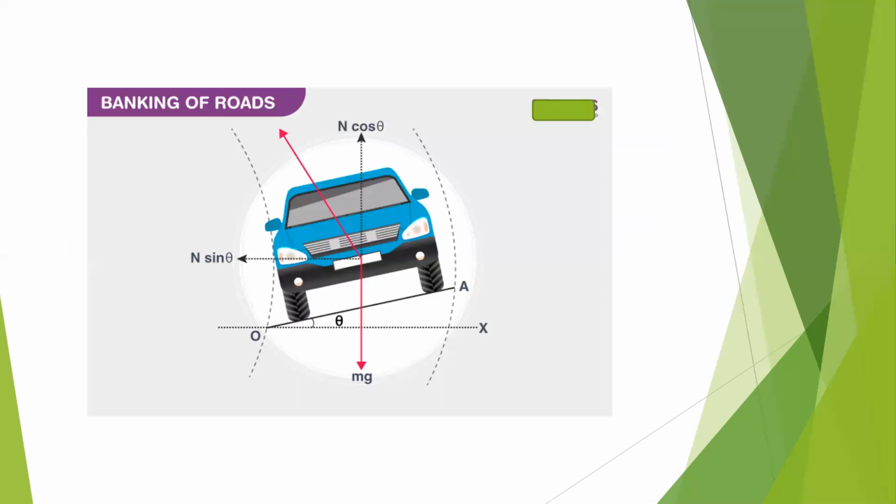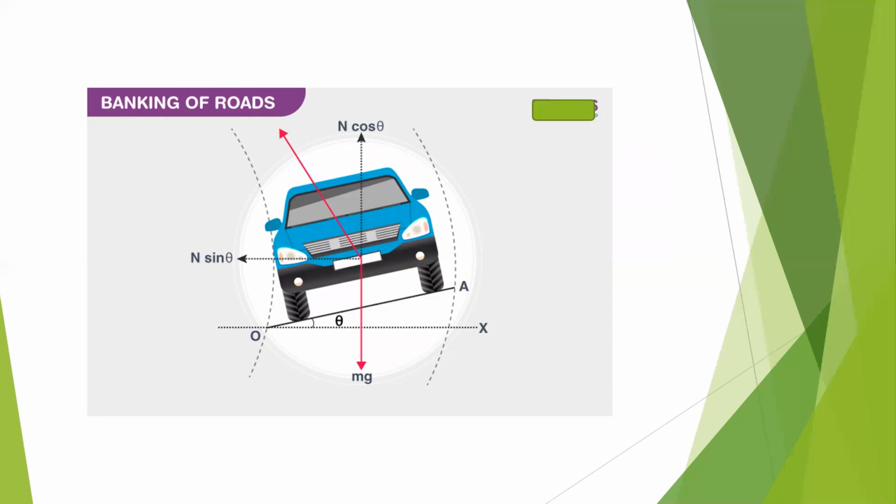So this is the figure where you can see that compared to the inner edge, the outer edge is a little raised to have a safe turning. See here, you can see the components. The force acting downward is mg. That is nothing but the weight of the car, which is acting in the downward direction.